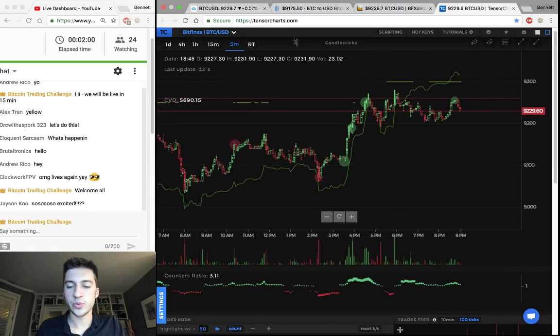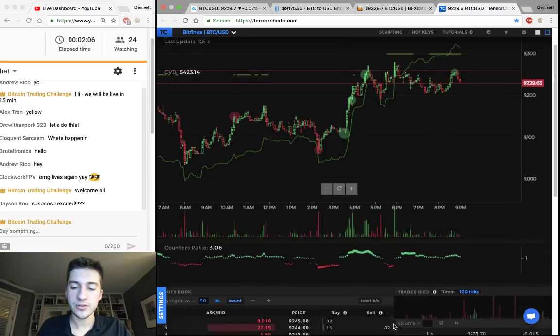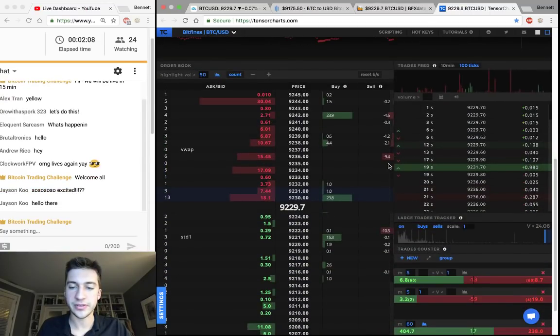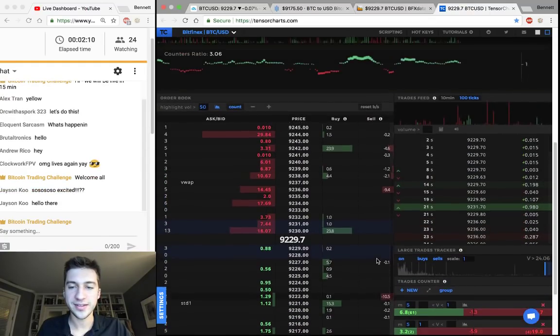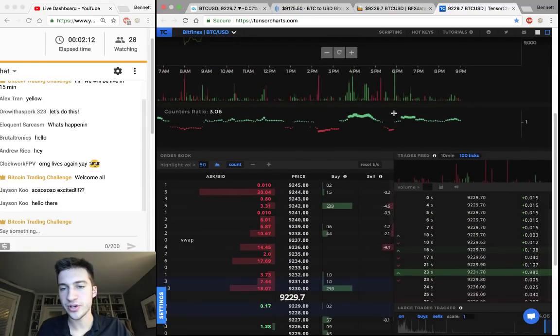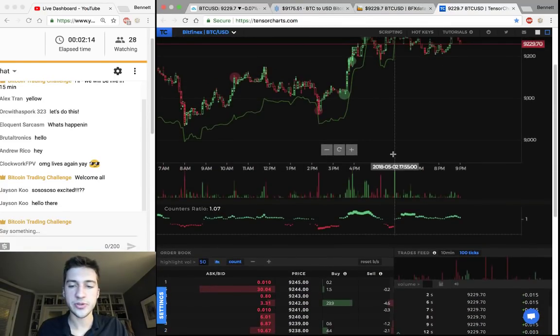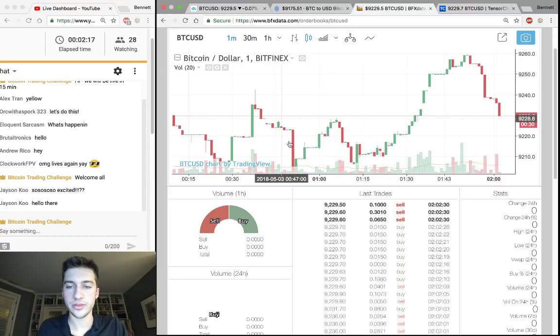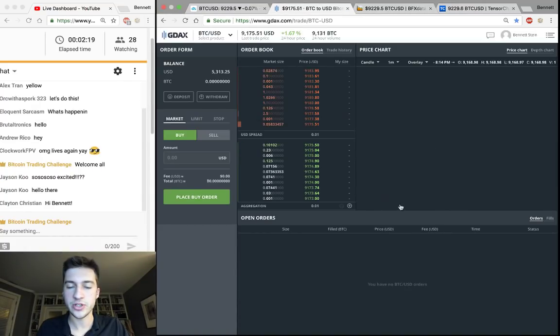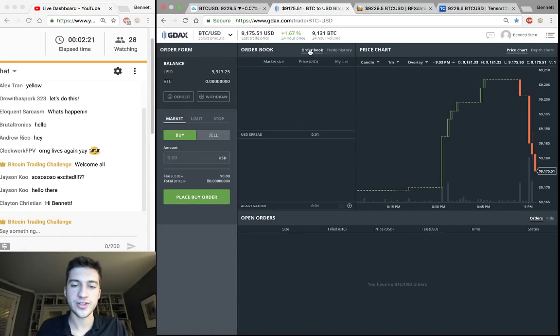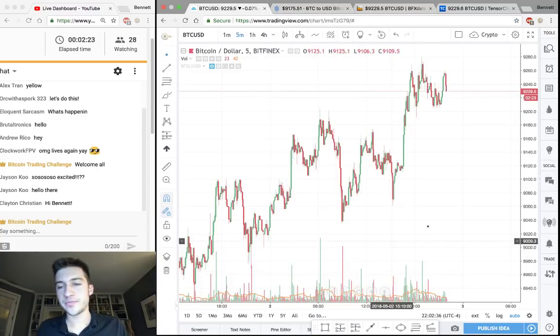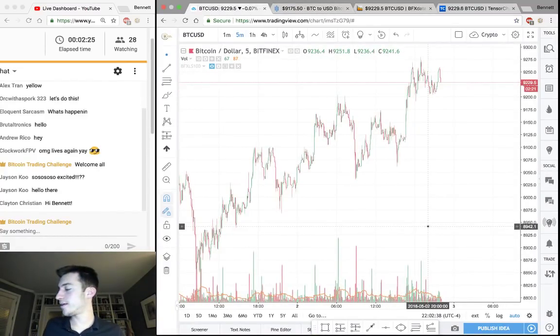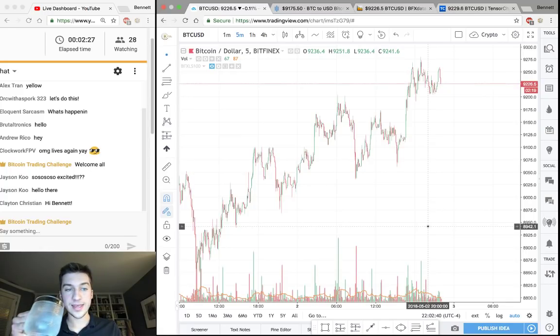My tensor charts looks weird right now. It never looks like this. It's because I went full screen and merged the two screens together, so it does something like this. But I think it looks kind of cool actually. This is not the normal way that your tensor charts is going to look with the layout. Going full screen also changed the GDEX order book, but you just change it here.